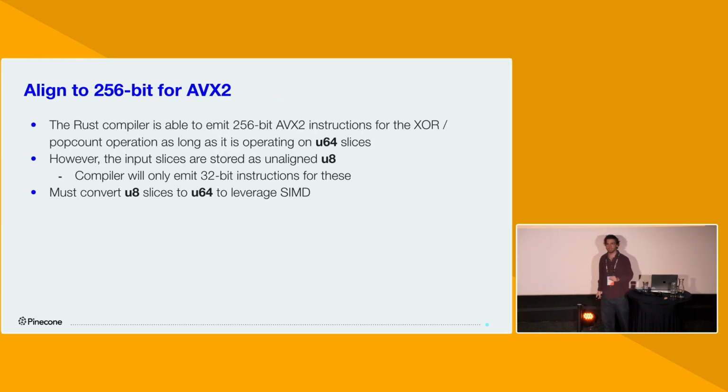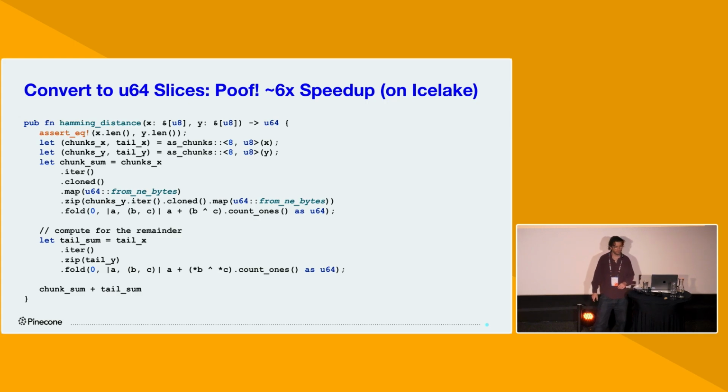So we need to align to 256 bits for AVX2, and that allows us to automatically optimize the XOR pop count calculation. In order to do that, we just convert the U8 slices into U64 before doing the XOR, and that gives us a magic 6x speed up. This is phenomenal, a huge, easy win. And another thing that's nice about Rust is to be able to have a compiler that automatically does this.